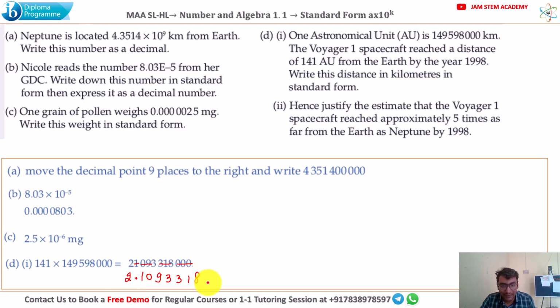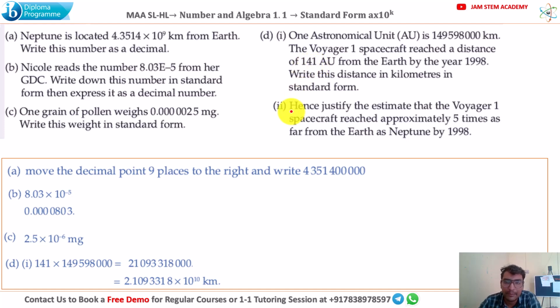So what will I get? I will get it multiplied by 10 raised to that same number. That is the standard form for this. Okay. So 2.1093318 times 10 raised to the power 10 kilometers is the standard form. So this is the value for 141 astronomical units.